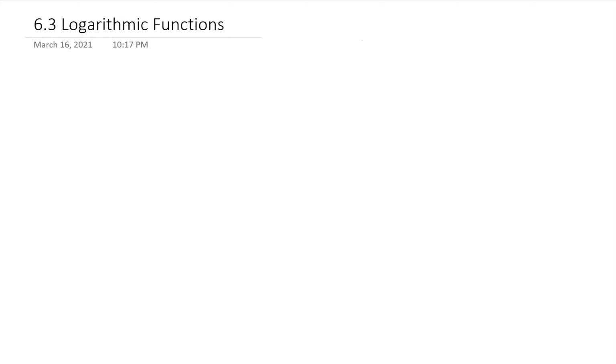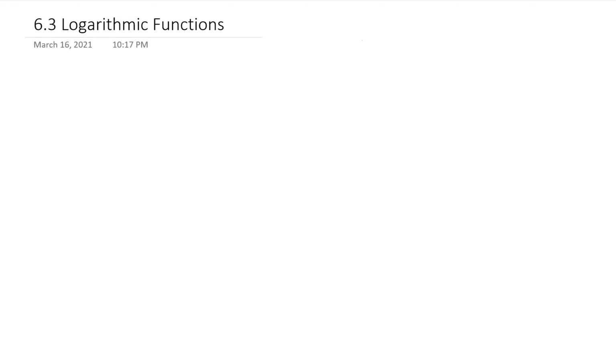Section 6.3 is about a type of expression we've seen for those of you who took Math Sec 4 last fall. And it's about logarithms. And logarithms are related to exponential functions. And I'm going to show you how.